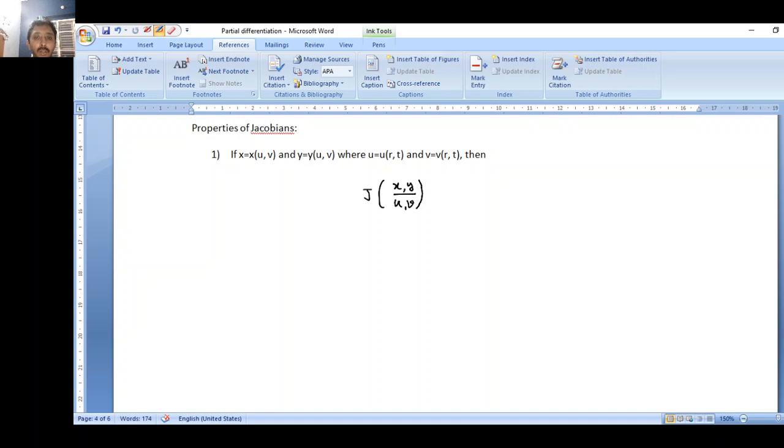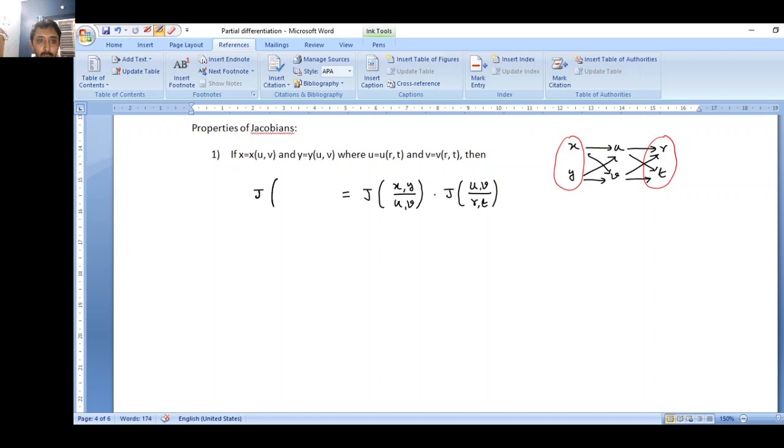Similarly, u is a function of r and t and v is also a function of r and t, which will tell us that we'll be able to find out the Jacobian of u and v with respect to r and t. And now the property that I'm going to talk about would be this. So as you can see here, x is a function of u and v, and y is also a function of u and v, right? And u is a function of r and t, and v is also a function of r and t. So effectively, x and y are finally functions of r and t, because of which we should be able to find out the Jacobian of x and y with respect to r and t. So that exactly is what this property says.